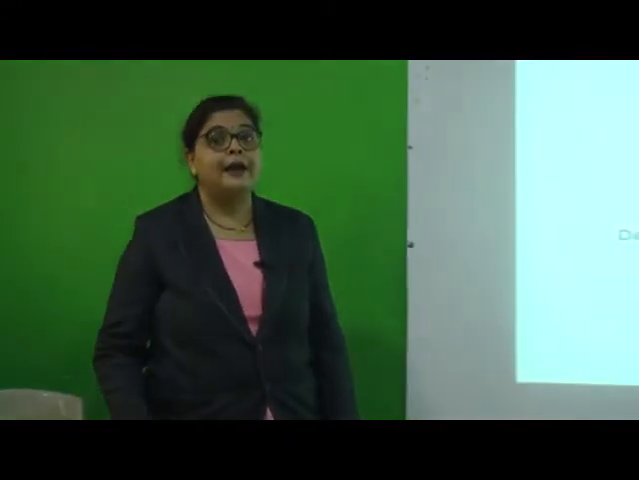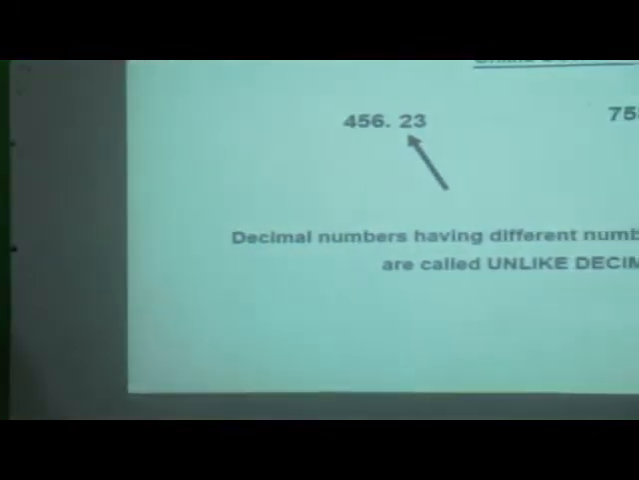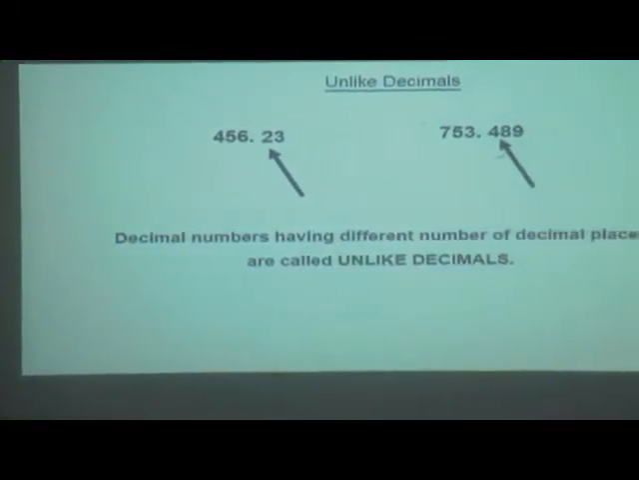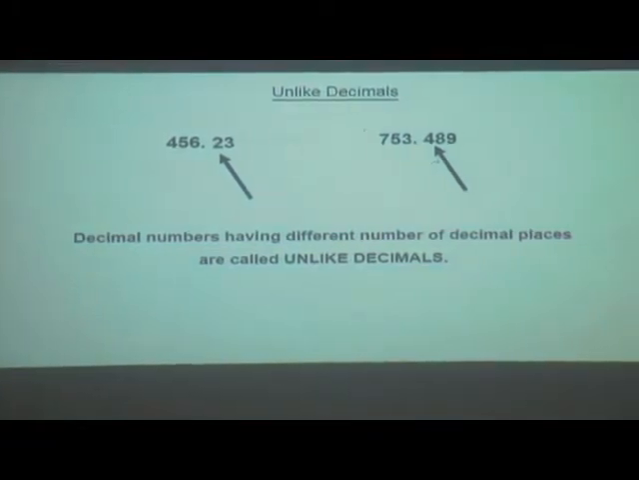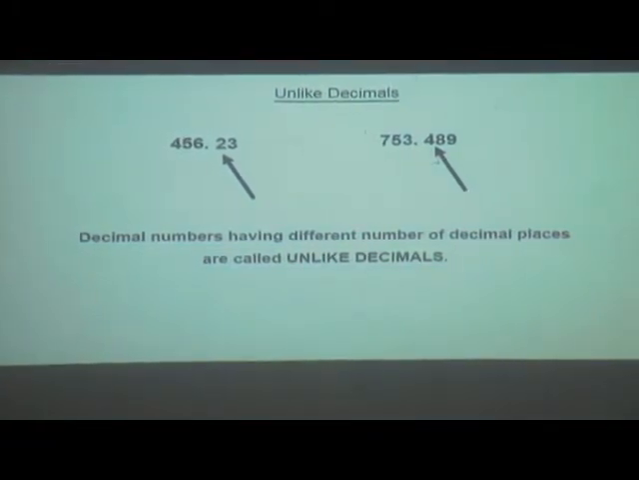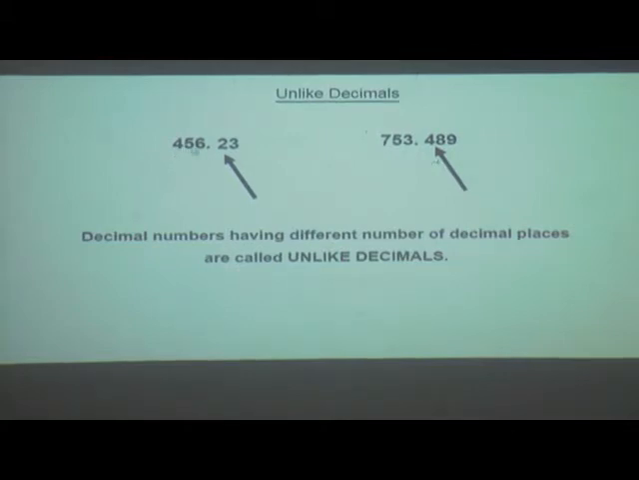So we will see with some examples what like decimals are. Now today we will learn what unlike decimals are. We will see with some examples, so it will be easier for you to understand. Here we have some decimal numbers. It is 456.23, or we can say 456 decimal 23. And here is 753.489.